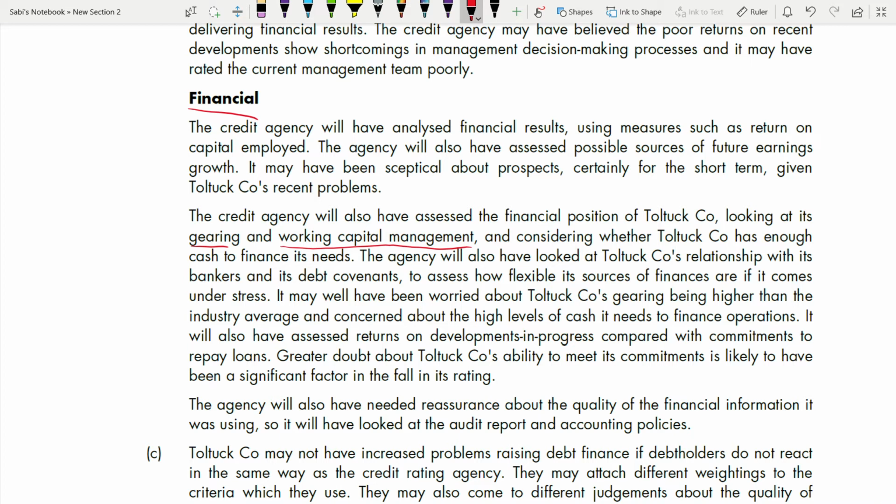See, all this they are talking about loans. You don't have to explain so many points. Greater doubt about Toltuck's ability to meet its commitments is likely to have been a significant factor in the fall in its rating.